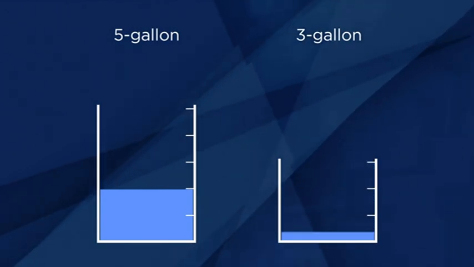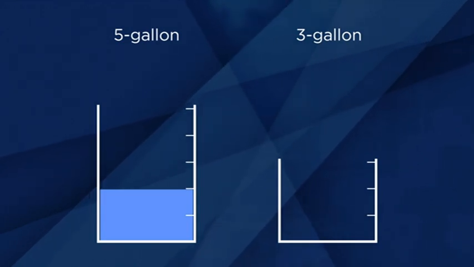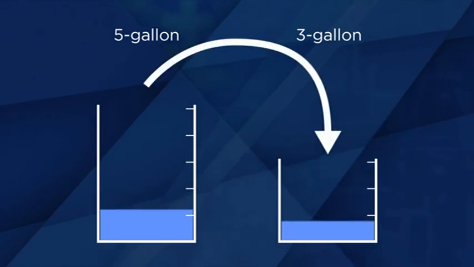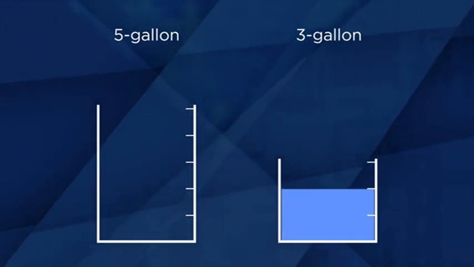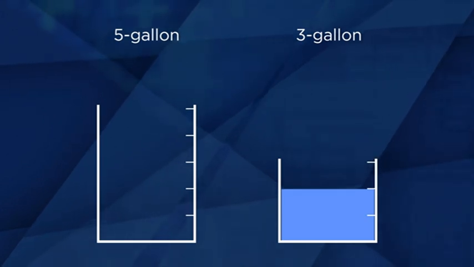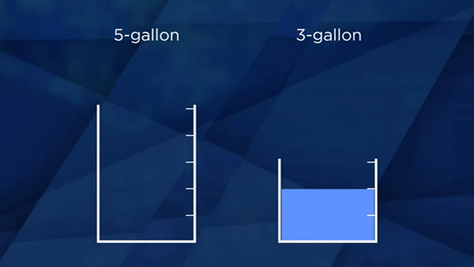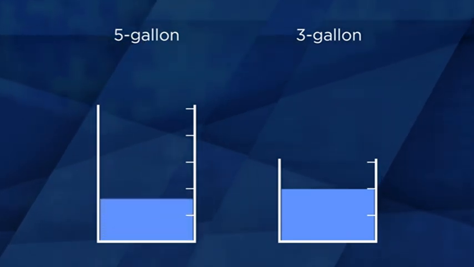There are still 2 gallons of water in the 5-gallon jug. So now these 2 gallons are poured into the 3-gallon jug. Note that this implies there is 1 gallon of empty space in the 3-gallon jug. We now fill the 5-gallon jug all the way to the top once again.